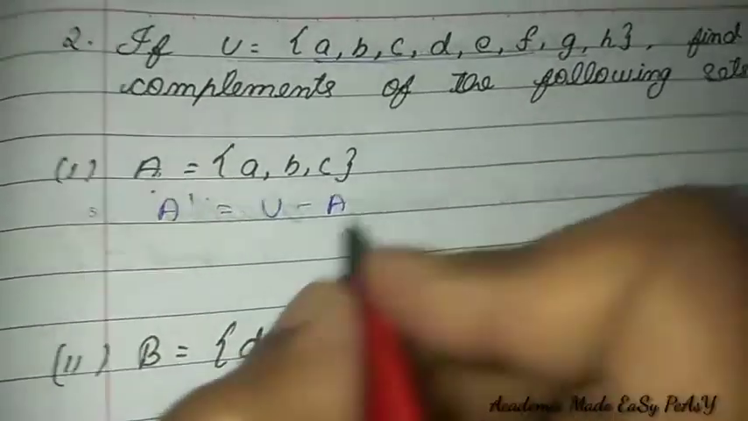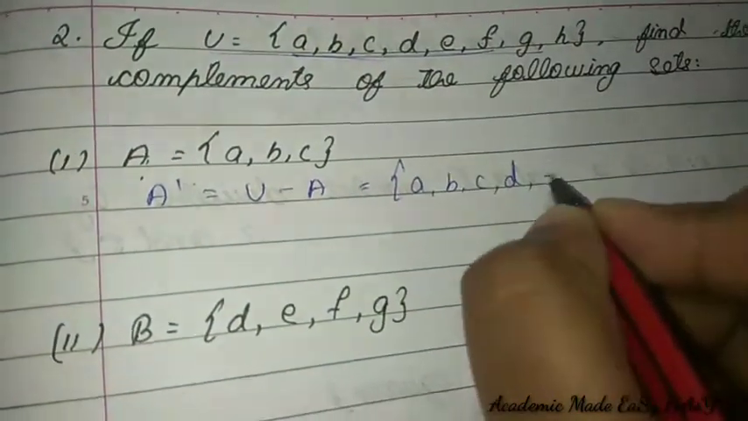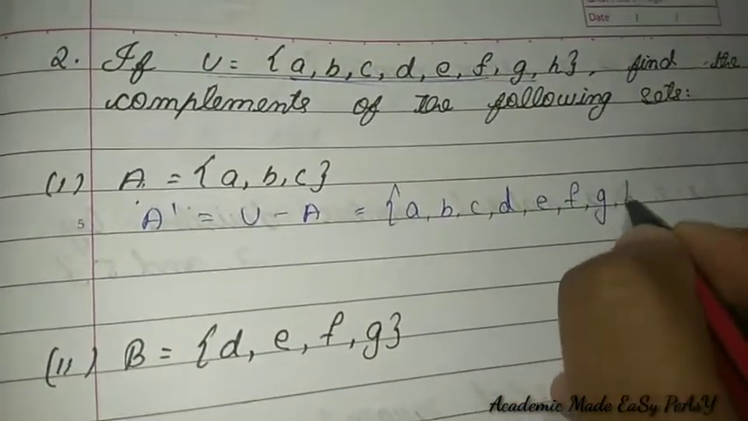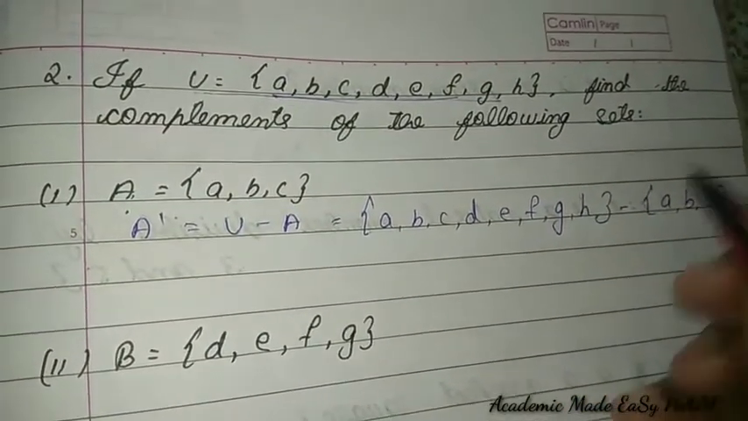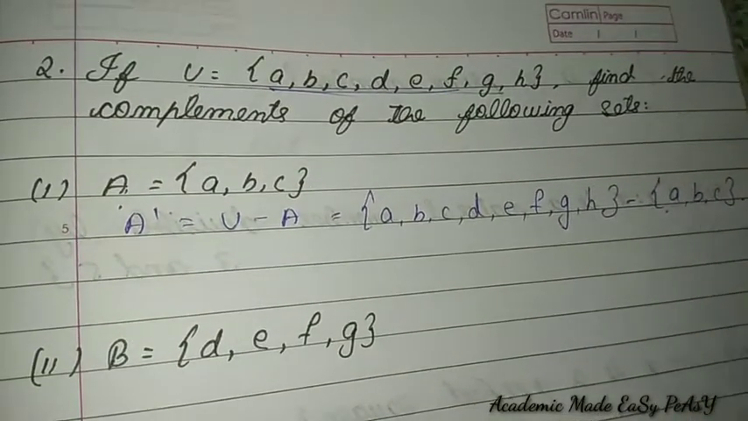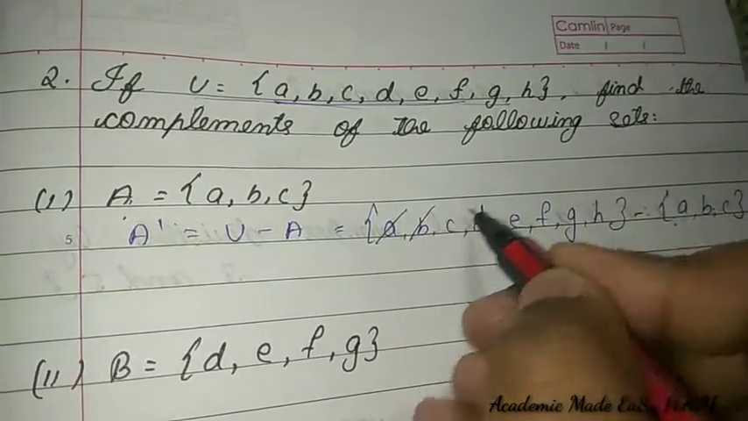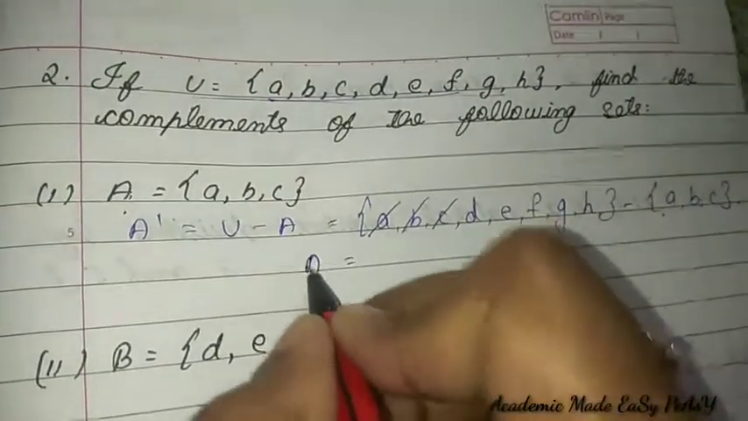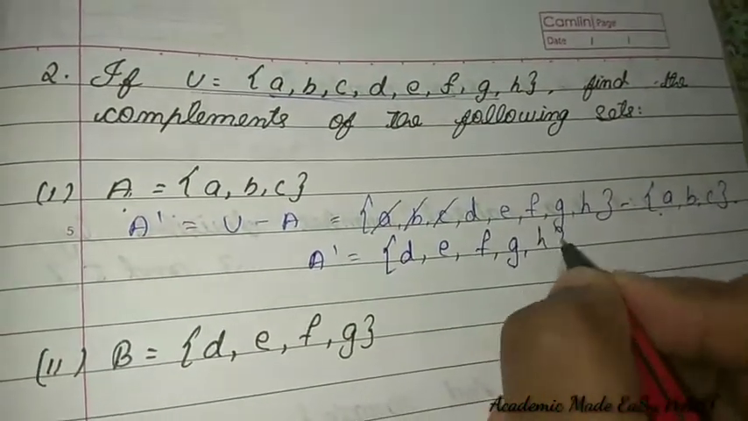So A dash is equal to U difference A, which is equal to {A, B, C, D, E, F, G, H} difference {A, B, C}. So now I have to take out the common elements, isn't it? A, B, C is here. So now I will cancel A, B, C. So what is my A dash now? D, E, F, G and H.